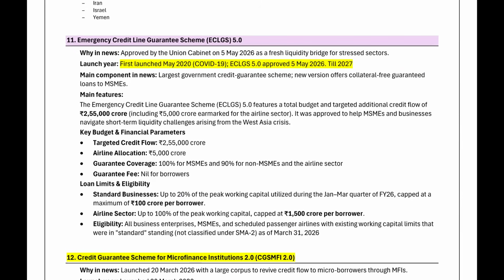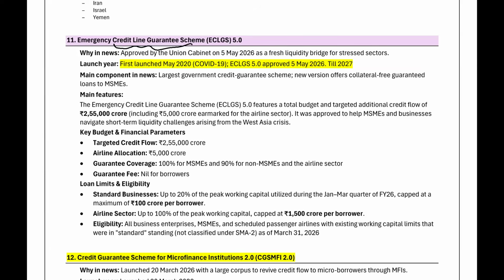Now, the 11th scheme. The 11th scheme is about the Emergency Credit Line Guarantee Scheme, that is ECLGS 5.0. What is it? Emergency Credit Line Guarantee Scheme. Those who tell me which ministry will cover this, I will give them a reward. Which ministry will cover this? Please tell me. If you can understand the mapping even a little, because mapping is very important for any scheme. Which ministry will cover this credit line guarantee? Ministry of Finance. Very good, Anik Das. The Ministry of Finance will be covering this.